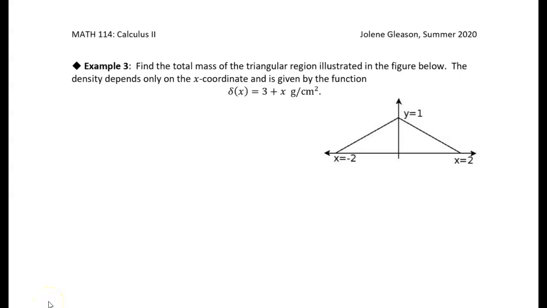Right, here's another example. In this case, we have a two-dimensional area and we're given a density function that's based on the area, and the density is varying in the x direction. So that probably means we want to integrate in the x direction. And we're asked to find the total mass of this triangular region with this density function.